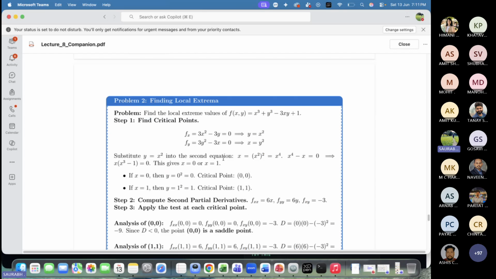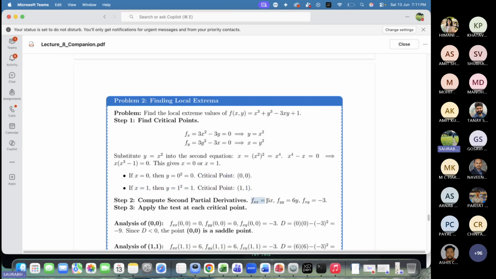So basically, we have found this equation: x into x cube minus 1 equals 0. Basically, x to the power 4 minus x equals 0 is the equation which formed, and we found that x can be either 0 or 1. Now, because x is 0 or 1, y can have two values. So your critical points become (0, 0) and (1, 1). These are the two points that you have found.